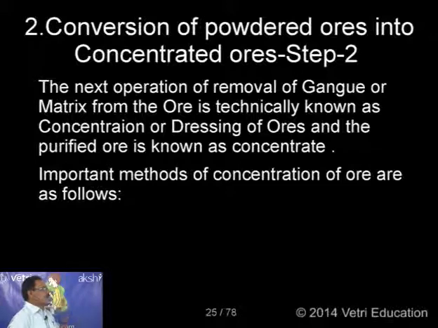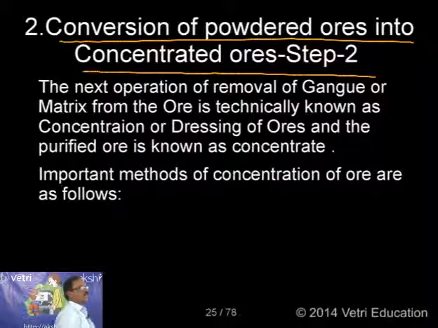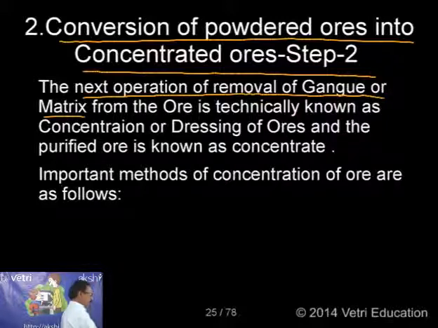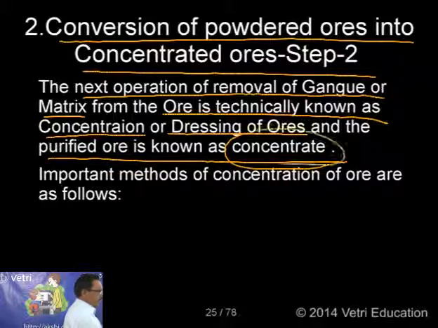That is conversion of powdered ores into concentrated ores. That is step 2. The next operation, removal of gangue or matrix from the ore, is technically known as concentration or dressing of ore. Kindly follow, this is the most important. Technically, removal of gangue or matrix is called concentration or dressing of ores. And the purified ore is known as concentrate. This is step 2.